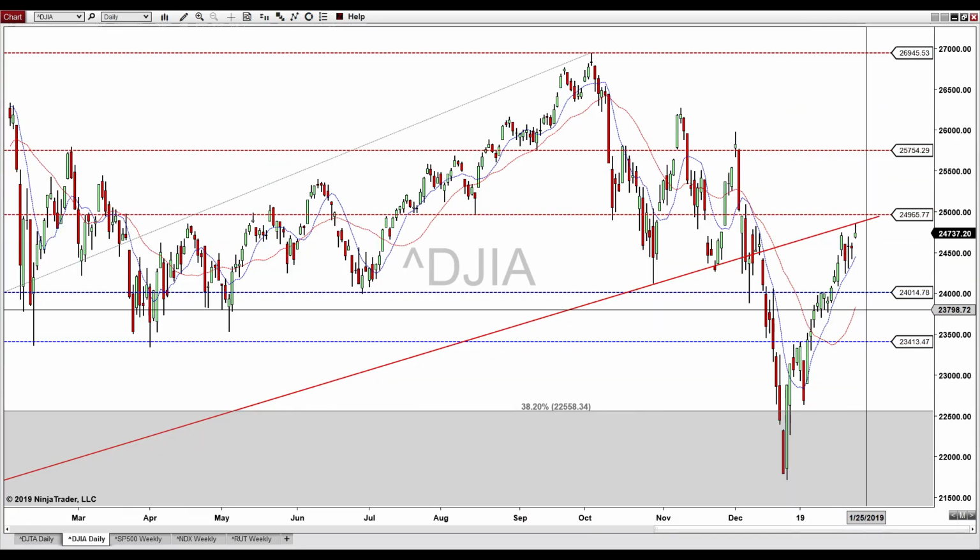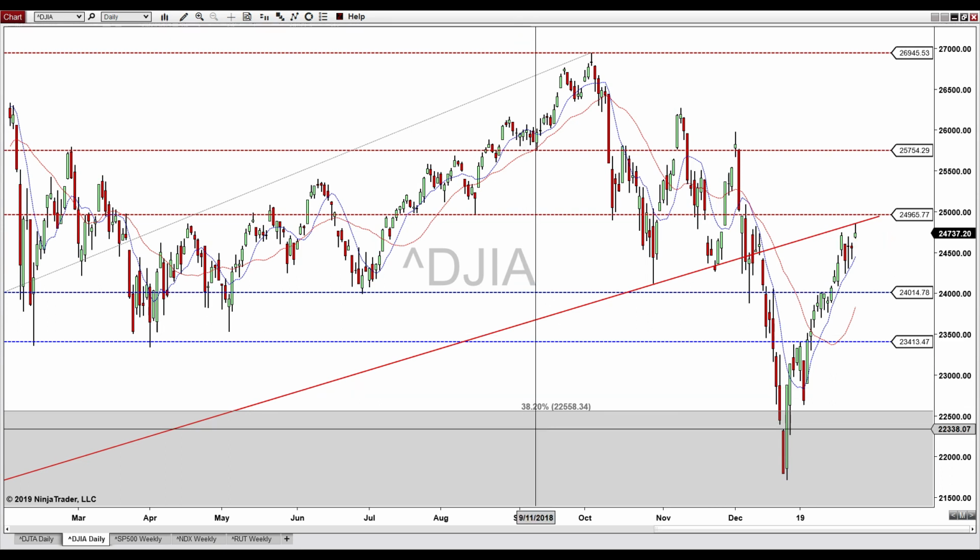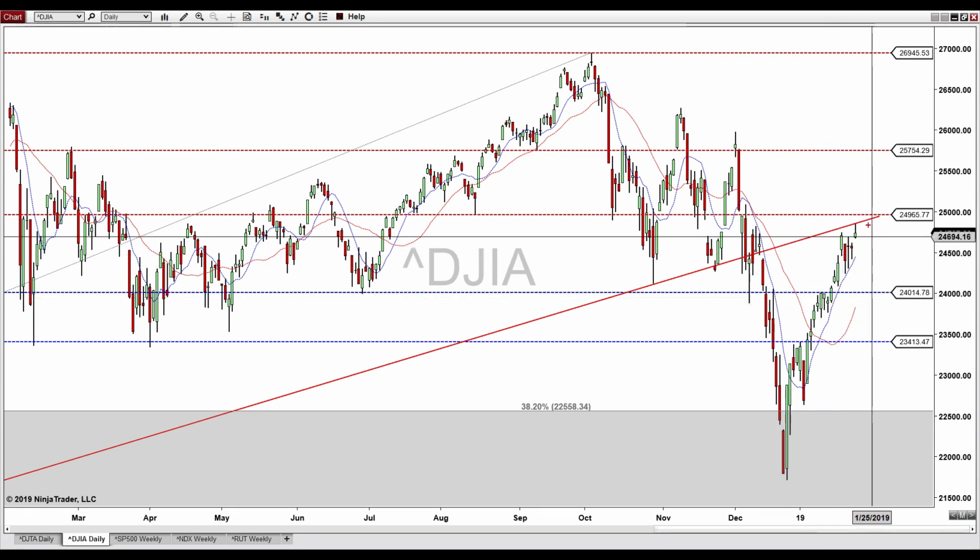you can see that on the daily chart, it was a little bit of a shooting star type of candle last Friday. I wouldn't be surprised to see this gap get filled in the next week or so, before it makes a push above this 24,965.77 and into this 25,754. Now, if it gets up to this trend line and gets rejected, then I'd be looking at the possibility of it coming back down and testing this 24,014.78.